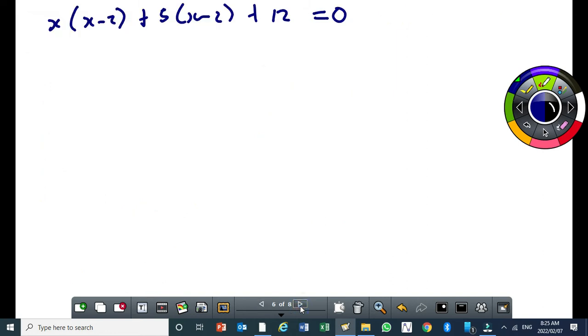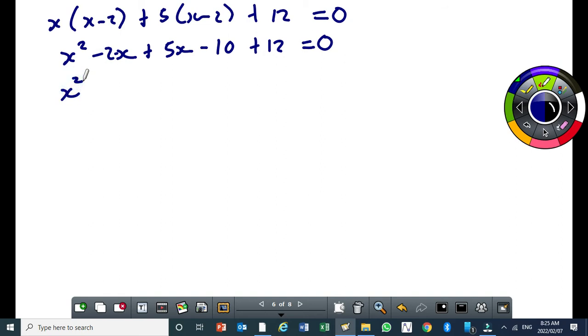Then from here now, the objective is to create the quadratic equation of the form ax squared plus bx plus c equals 0. So you get x squared minus 2x plus 5x minus 10 plus 12 equal to 0. Then this becomes x squared plus 3x plus 2 equal to 0. Now I just want to give you a hint. Because you haven't done any other technique of solving quadratic equations besides factorizing, there is no way that you can create a trinomial which cannot be factorized.